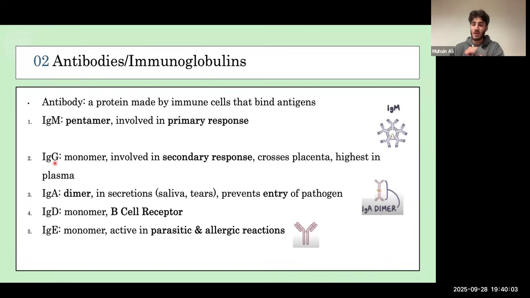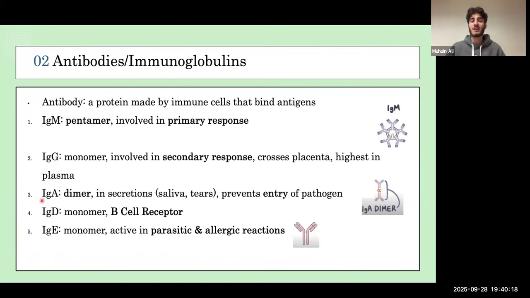So your IgM is going to be your primary response. Then your IgG, "grandmother," which is going to be involved in your secondary response. And what you need to know as well for IgG is that it crosses your placenta. And this again is going to make a little more sense once we get to the immunization.